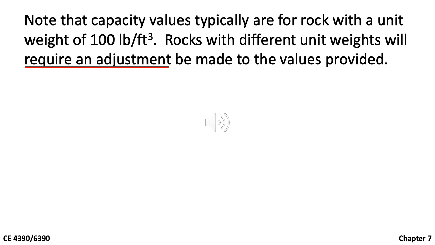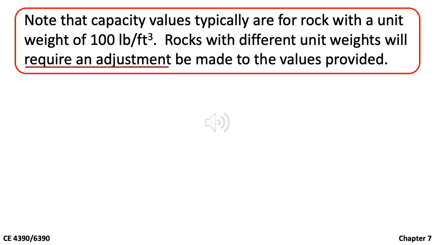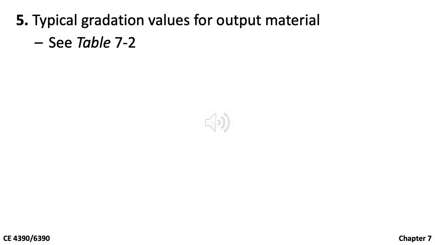Again, rocks with different unit weights, smaller or greater than 100 pounds per cubic feet, will require an adjustment to be made to the values provided in the tables. Remember, the output material exiting the crusher may not be uniform. It includes materials with various sizes. To know the percent for each size in the output, you need to read the machine manual. Most manufacturers provide typical gradation values for the material exiting their crushers.